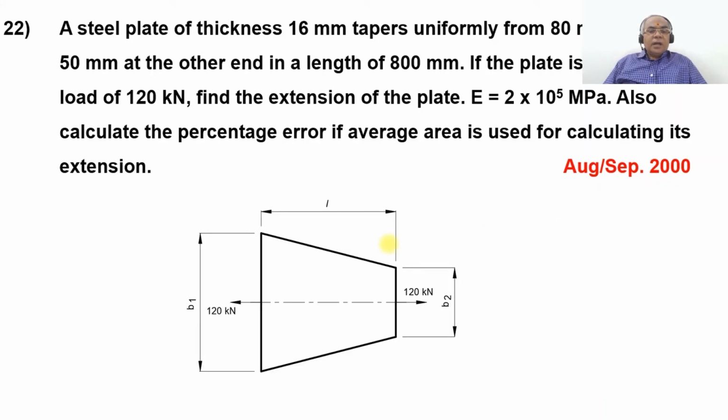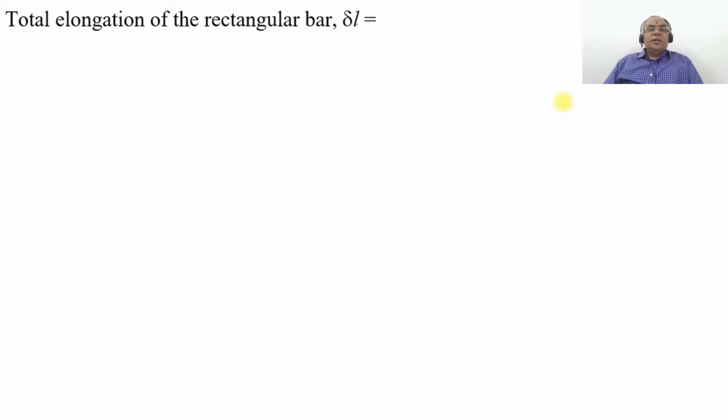So this is the bar having B1, which is 80 mm at one end, and B2, which is 50 mm at the other end, having thickness T equal to 16 and length L equal to 800 mm, subjected to a load of 120 kN. So you can see 120 kN, find the extension of the plate. So what is that problem? Total elongation of the rectangular bar, delta L, will be equal to P into L by T into E into (B2 minus B1) into log of B2 by B1.